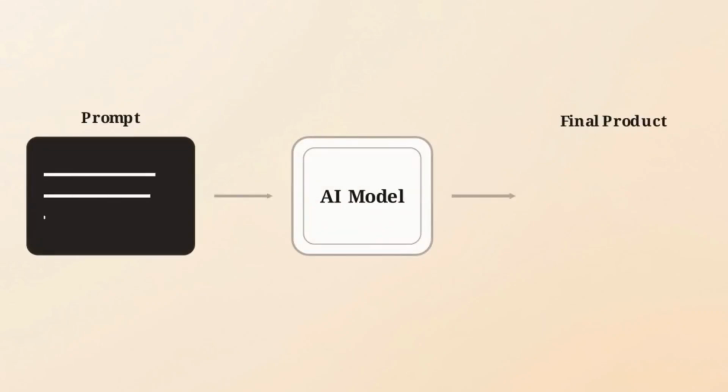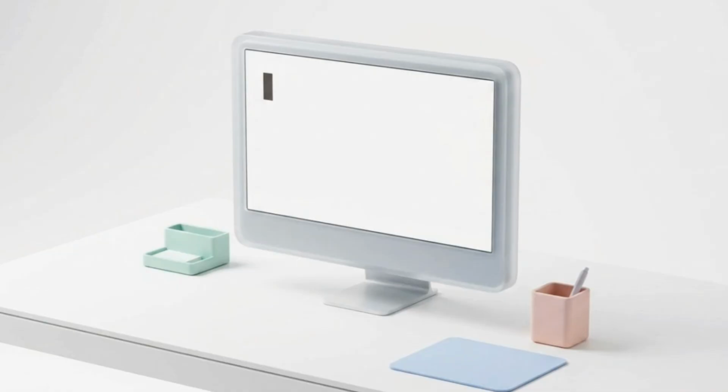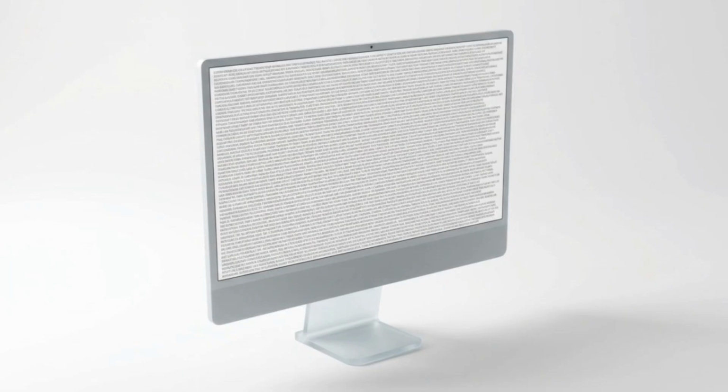Most people type a request into an AI model and expect a polished final product on the first try. That's like asking a construction crew to build a house without ever providing a blueprint or choosing the materials. You're essentially asking for the finished structure while skipping the foundation.